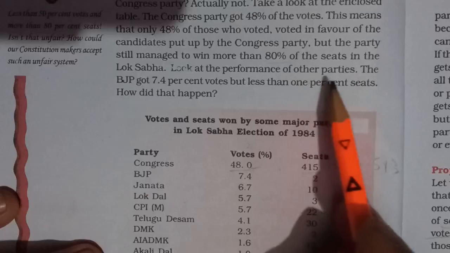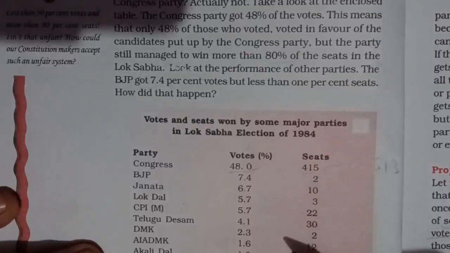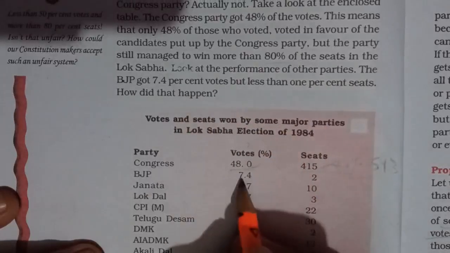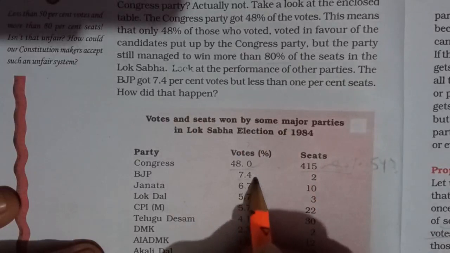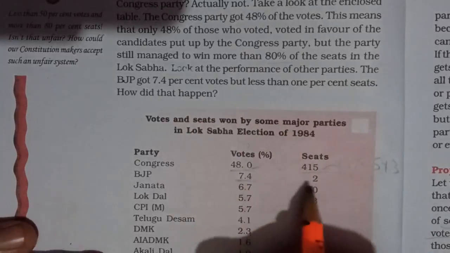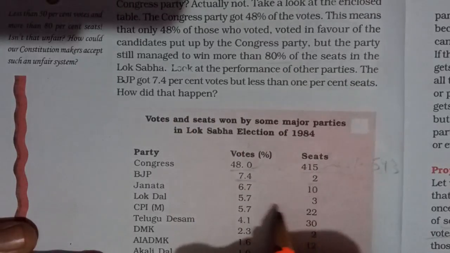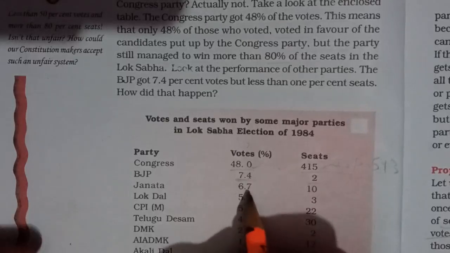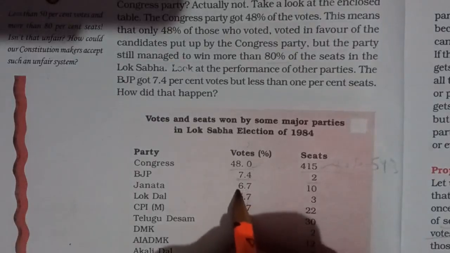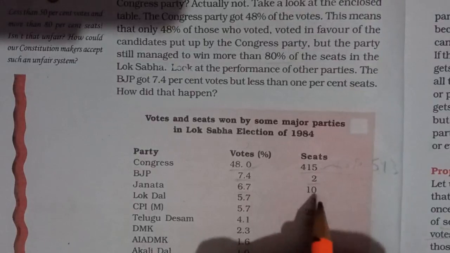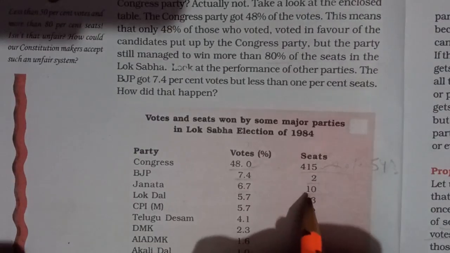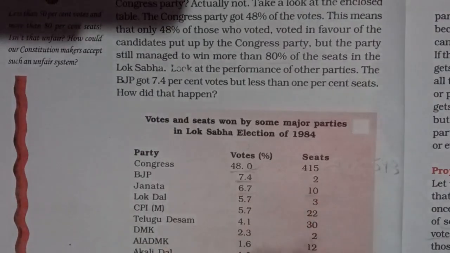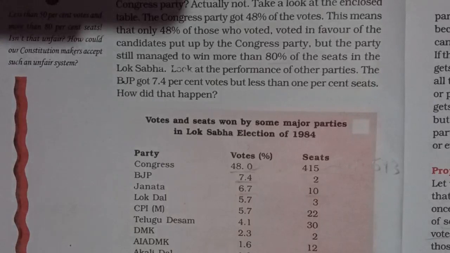Look at the performance of other parties. If we look at the performance of the other parties, BJP got 7.4% of votes, but they only achieved 2 seats. Here it is all reverse. They got 6.7% of votes, but they achieved 10 seats. So why is there so much disparity? The answer to this question is the election system which we are following in India, that is the first past the post system.